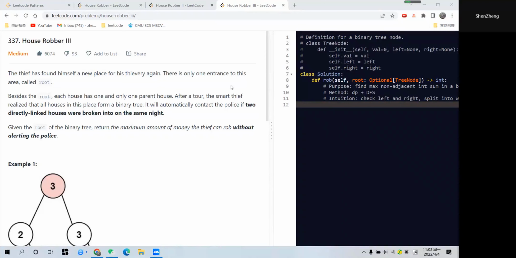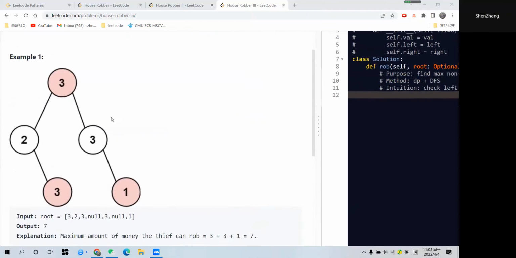Well, if we choose to rob a specific house, we cannot rob the child node of that house, but we can rob the child node of the child node of that house. But if we choose not to rob a specific house, then we can choose either to rob the child node of this house or not to rob the child node of this house. So let me show you what it means using example 1.